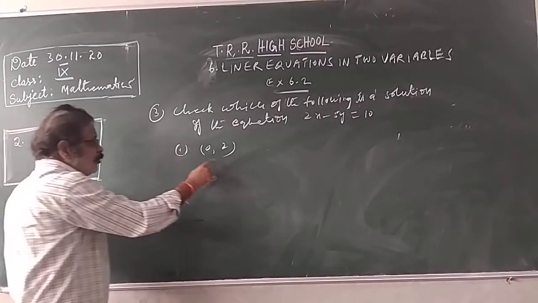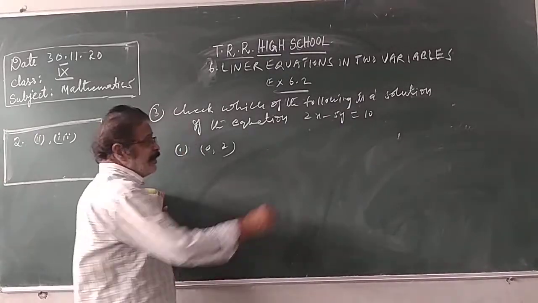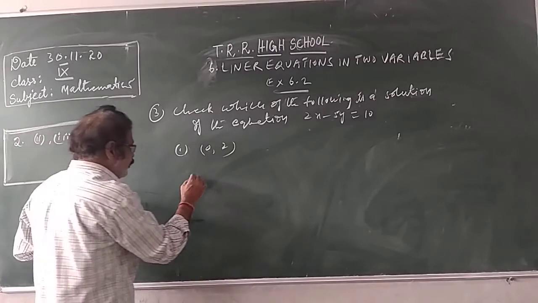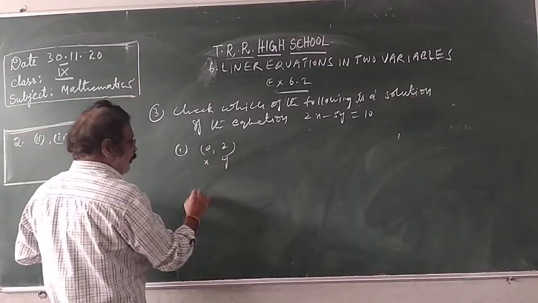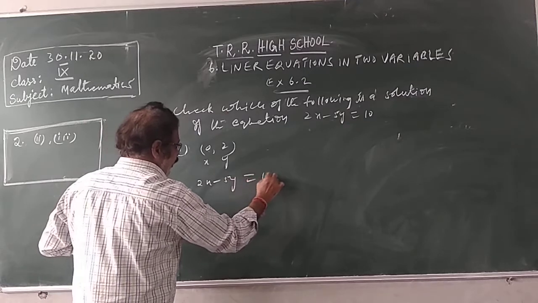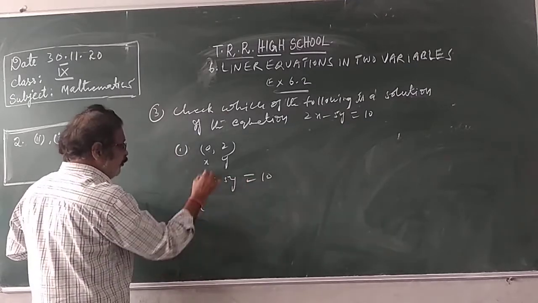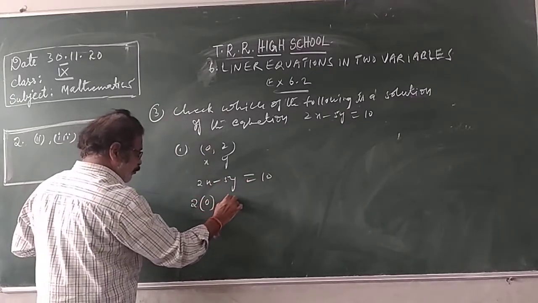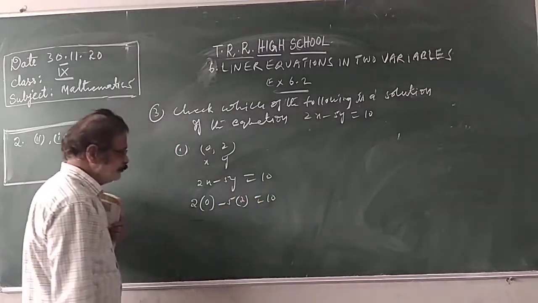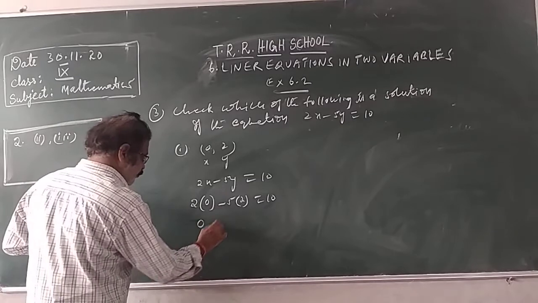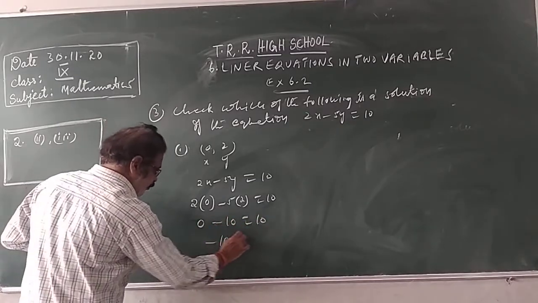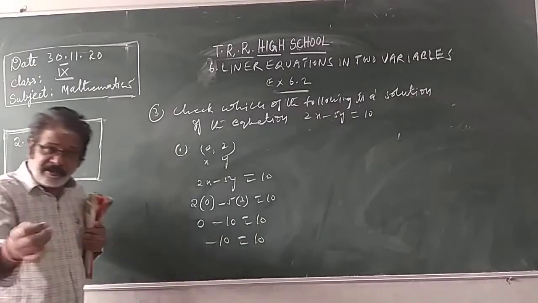When you substitute (0, 2) in this, you should get the answer 10. Then it is a solution, otherwise it is not a solution. So this is x, this is y. 2x minus 5y is equal to 10. Substitute in this: 2 into x is 0, y means 2. 2 into 0 is 0, minus 5 into 2, that is 10, is equal to 10.